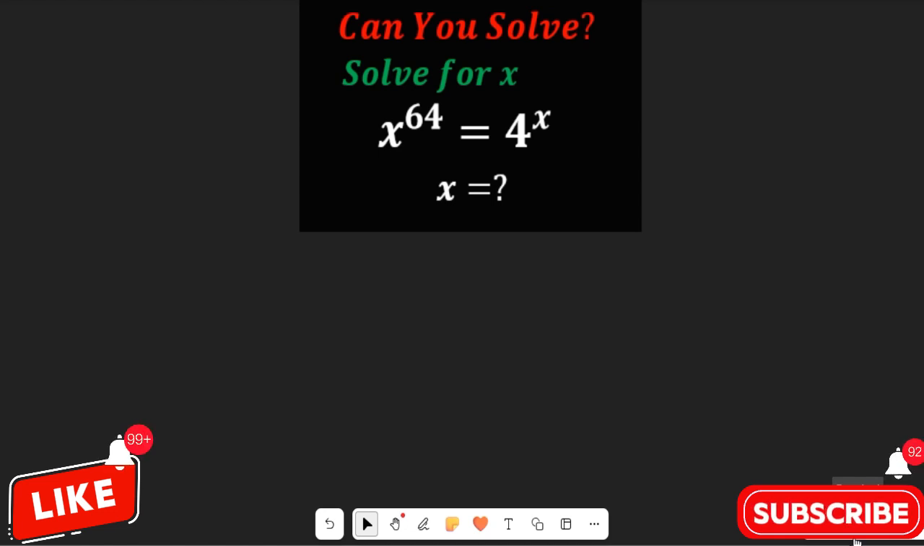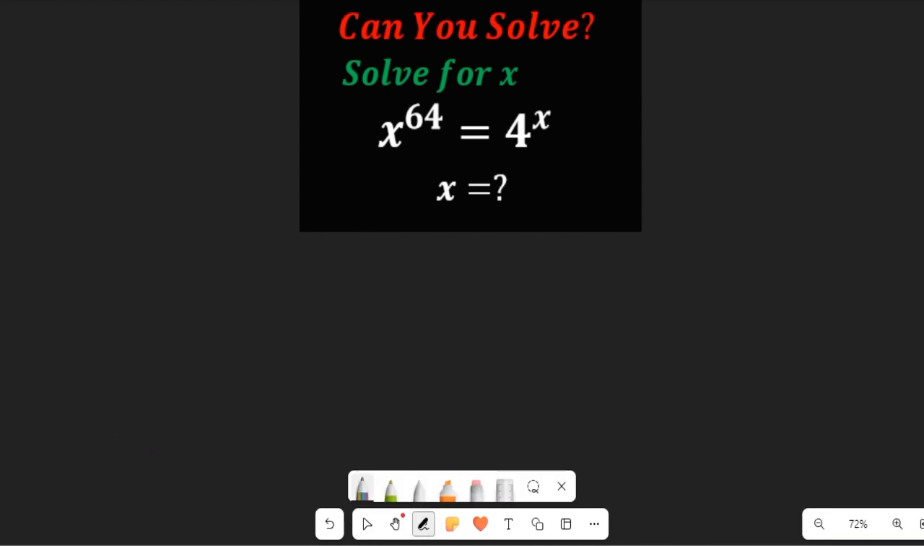Now check this out. If you are asked to solve this question, what will come into your mind first, or what will you desire doing first? My main aim will be to reduce the powers, especially the power of 64. So how do we do that? If I raise both sides to the power of 1 divided by 64, I can do away with 64.